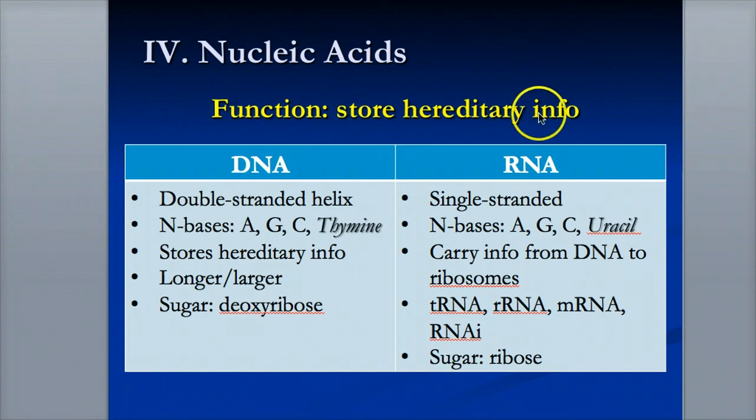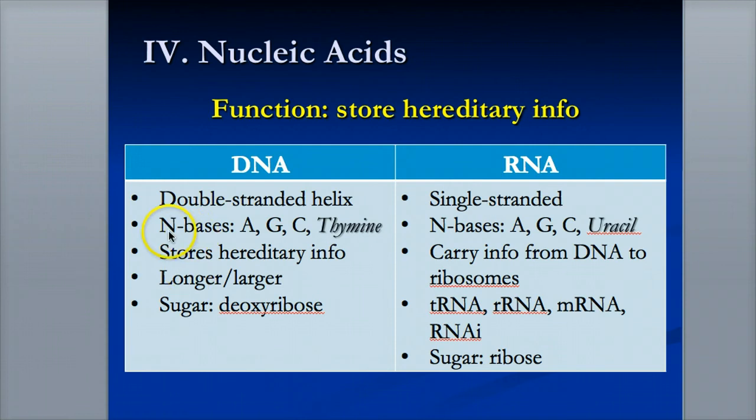Its function is to store hereditary info. There are only two nucleic acids you need to know, DNA and RNA, and you should have heard of these before. You also need to know the difference between the two. DNA, as you may have studied, is a double-stranded helix, or what people call a twisted ladder. RNA, on the other hand, is single-stranded. It's only one strand, like one side of a ladder.